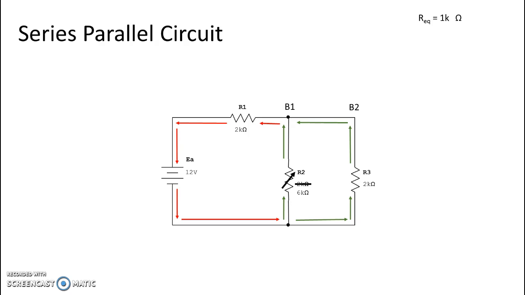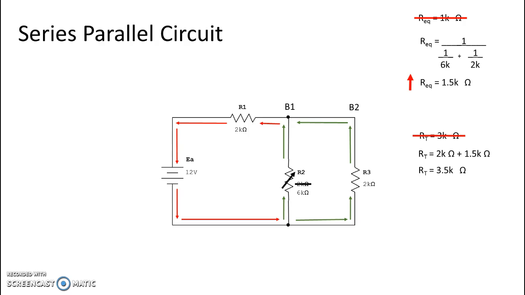It was originally 1K ohms, and now, of course, that number will be much different with one branch that has increased to 6K ohms. And we now see 1.5K ohms in our parallel branches. So when we add that for total resistance, we get a new value of 2K ohms plus 1.5K ohms, gives us 3,500 ohms, which is an increase from our original total resistive value.